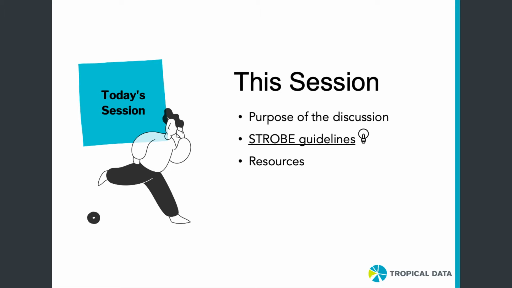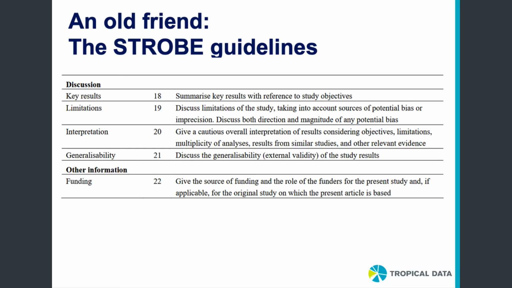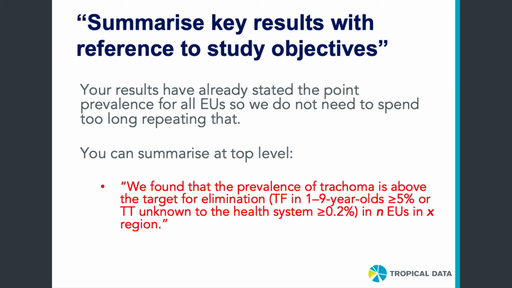Let us refer to the STROBE guidelines again. The discussion part of the STROBE checklist gives us an idea of what we need to write. Point 18 on the STROBE checklist tells us to summarize the key results with reference to the study objectives. It's important here not to simply repeat the findings from the results section, but to summarize and refer to the objectives of the study. The point prevalence for all EUs is included in the table, so we do not need to repeat that. You can summarize at top level.